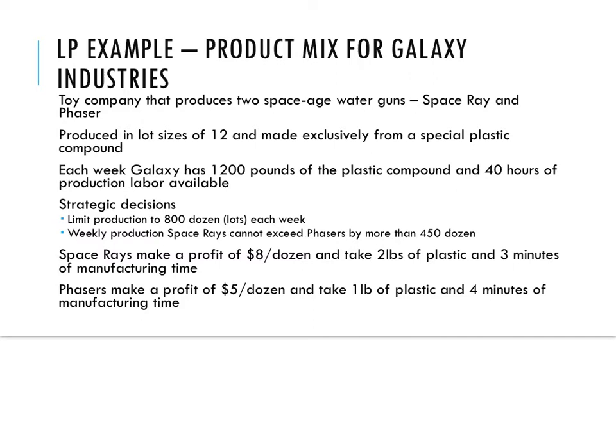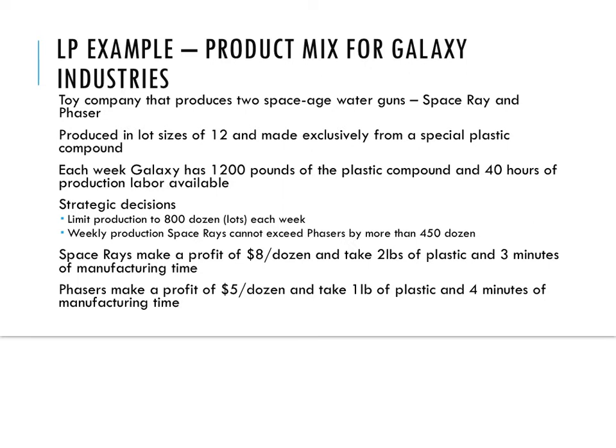There are some strategic decisions that have been handed down to us from our bosses, the powers that be. One of them is limit total production to 800 dozen or lots each week. And then the other one is weekly production of space rays cannot exceed phasers by more than 450 dozen. So that one is trying to put some kind of ratio or mix of what the upper level people think is a good way to market the products, perhaps. So that's not an unusual thing in the real world. That's why we're looking at it here.